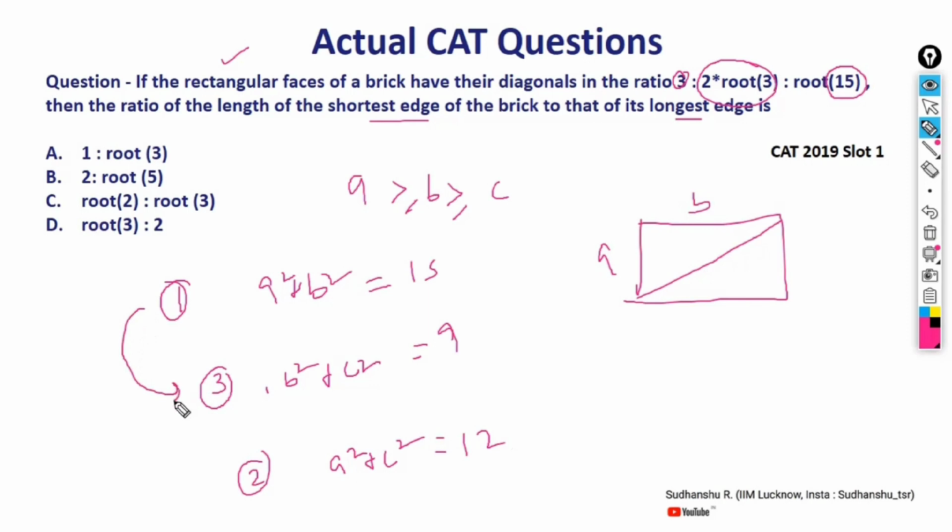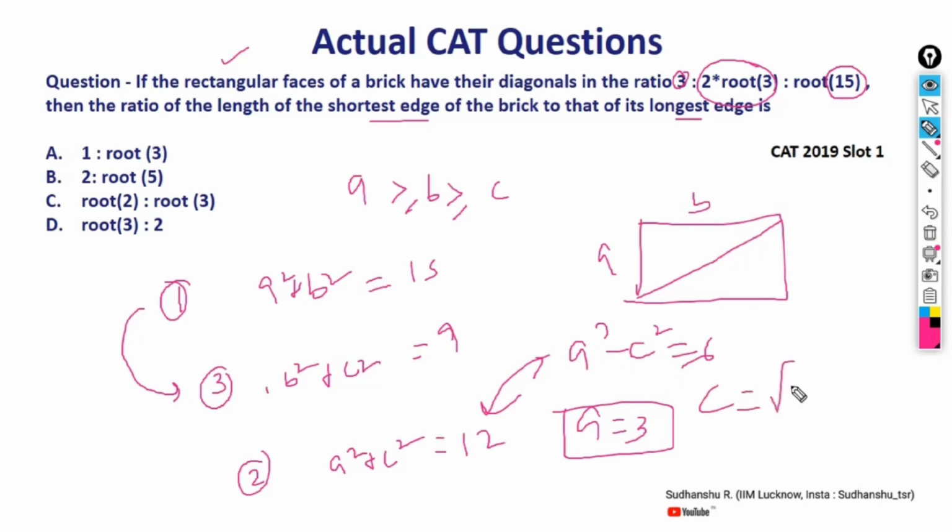If you subtract 1 and 3, you will get A square minus C square is equal to 6. And you have A square plus C square is equal to 12. If you solve these two, 2A square becomes equal to 18. So A becomes equal to 3. So this becomes 3 square 9. So C becomes equal to root 3. Longest to shortest or shortest to longest, the ratio is 1 is to root 3. I hope this is also clear to you.